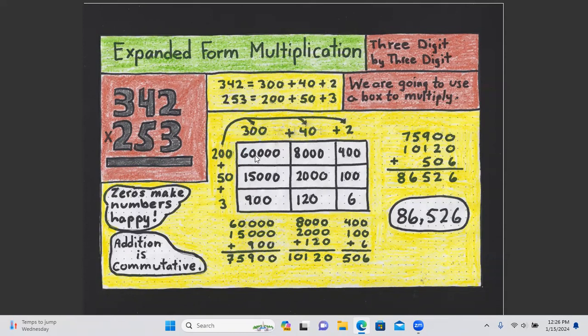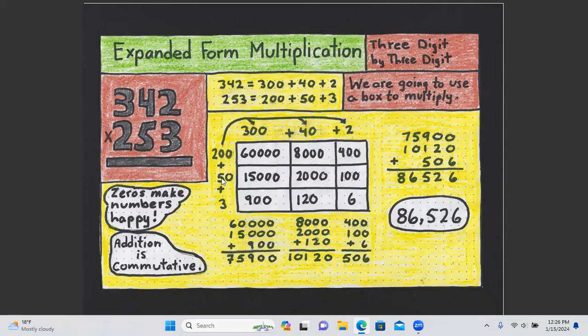As you can see, the reason why I like multiplying using the box method or the expanded form method is because zeros make numbers happy. With that in mind, let's continue to multiply 200 by 40. 2 times 4 gives us 8, and we have 3 zeros when we multiply these two numbers. So let's put the 3 zeros behind the 8 to give us 8,000. Then we multiply 200 times 2, and that will give us 400 for the very same reason, because we put these 2 zeros behind the 4 to give us our 400.